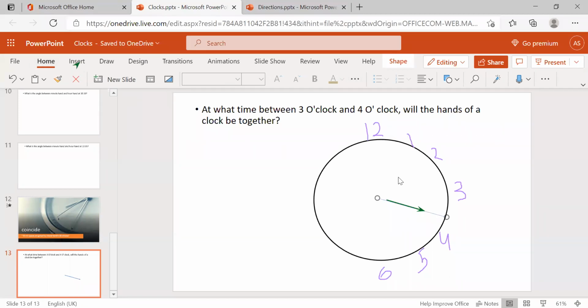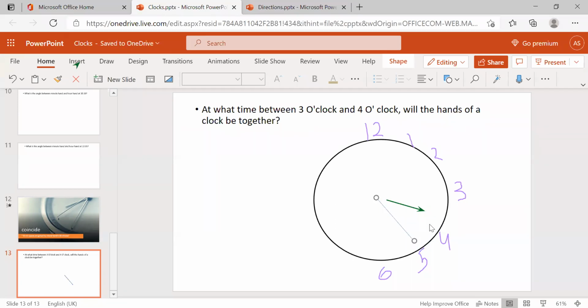Okay. Now we have to find out that time. How are we going to find out that time? Generally, using common sense, it should be between 3 and 4, right? From here it will move on and pass, so it cannot coincide again.